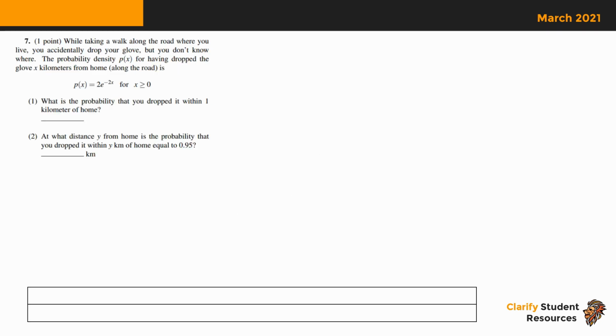All right, so for question 7, we'll see it's 2 parts. So for part 1, it's basically asking us, what is the probability that you dropped in within 1 kilometer of being home? So that's basically asking us P of 0 less than or equal to x less than or equal to 1. So in this case, we're just going to integrate the probability density function from 0 to 1 for 2e to the negative 2x dx.